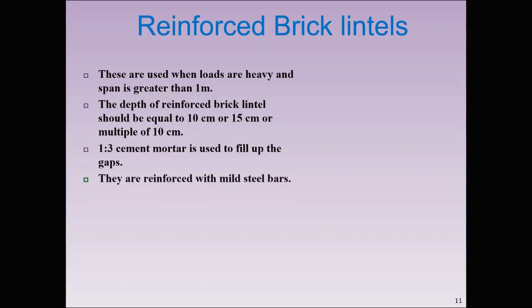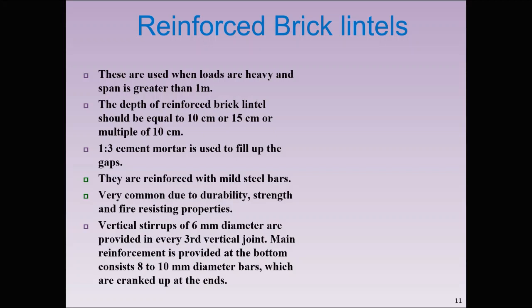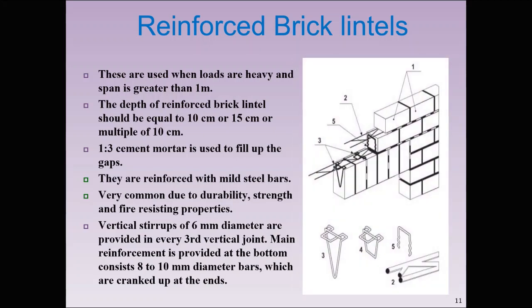These lintels are reinforced with mild steel bars, and they are very common because of their durability, strength, and fire resisting properties. And we use vertical stirrups of 6 mm dia. They are provided at every third vertical joint. So these are the vertical stirrups, and main reinforcement is provided at the bottom. This is main reinforcement, as you can see here. It consists of 8 to 10 mm dia bars which are cranked up at the ends.